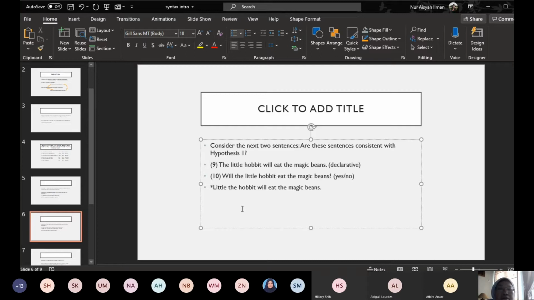Not only is it not forming, bukan saja dia tidak menghasilkan ayat tanya ya tidak. Memang tak hasilkan lah. Little the hobbit will eat the magic beans tu, it's not a question. But it makes the sentence ungrammatical. So obviously little is not the one that is supposed to be moved to the front.